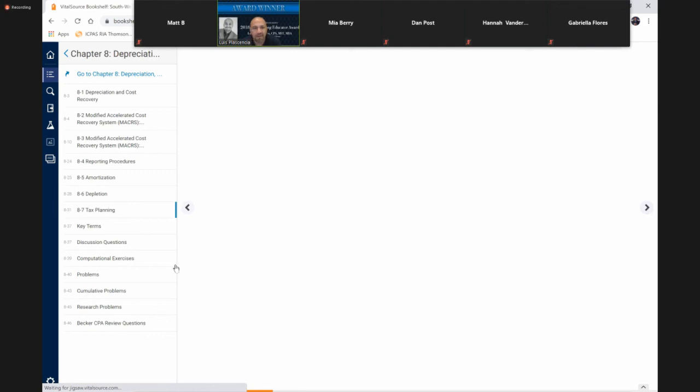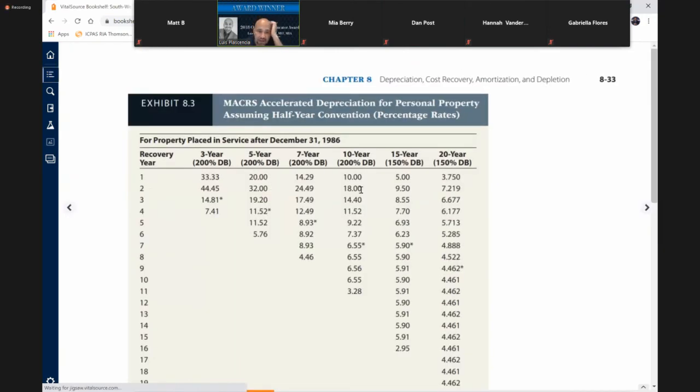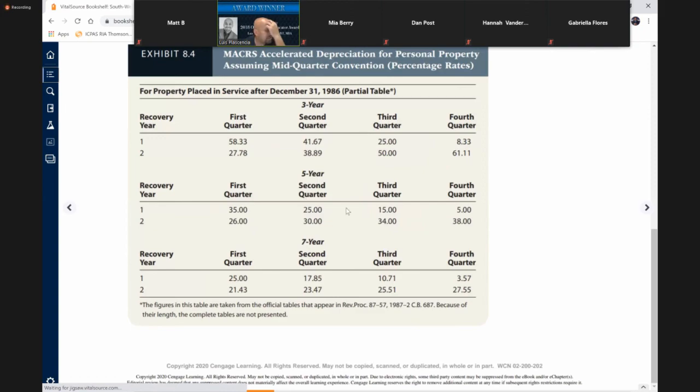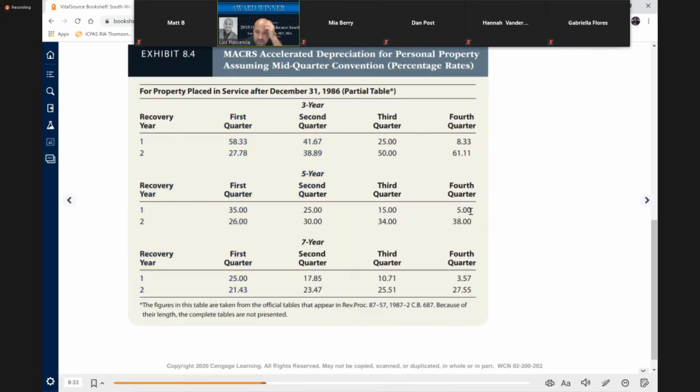Okay, here we are. You see these percentages? We're going to use the percentages on the bottom. It's a 5-year asset, so we use this section, 5-year assets. So 5% for the last quarter, and February was in the 1st quarter, so 35% for one of them and 5% for the other.